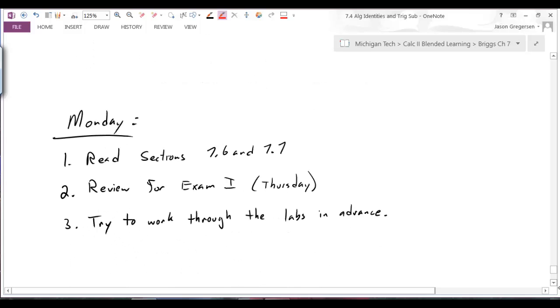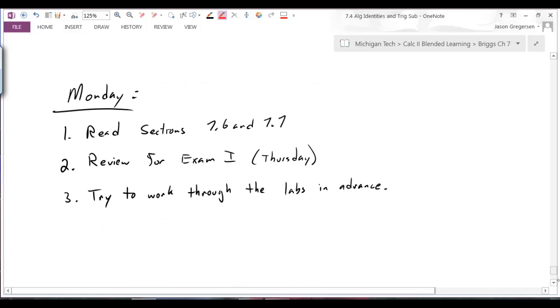For Monday, read through section 7.6 and 7.7. We'll go through 7.6 relatively quickly. 7.7 will be the focus. It's numerical techniques. We're going to do numerical integration. Start reviewing for exam 1. I'm going to try to get a practice exam sent out hopefully tomorrow. But don't wait. Exam is next Thursday. So this is the weekend before the exam. So start focusing on that, looking back at stuff.